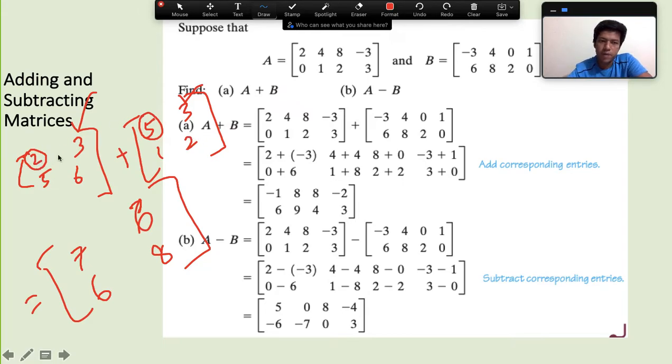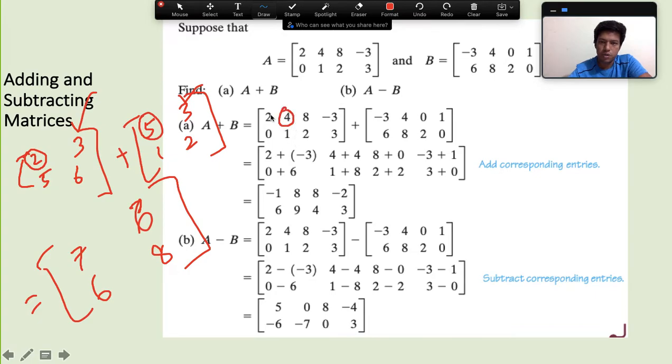Okay, this is first position, this is also first position, this is second position, or you can say row 1 column 2, this is also row 1 column 2, so add them together. Okay, this is row 2 column 1, so this one is also row 2 column 1, so add them together. Okay, so this is the addition thing. Addition thing is just simple.